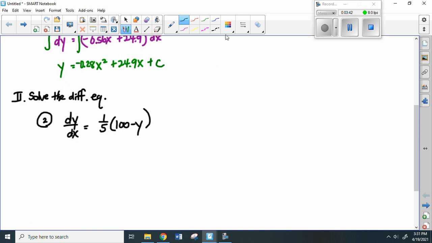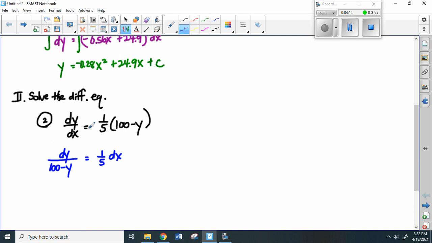All right, so here is where you have to pay close attention, because 100 minus y has the variable y in it. So you need to make sure that when you separate the variables, everything that has a y goes on one side and everything that has an x goes on the other. Now, technically you could move the 1/5 with the 100 minus y, but then you'd have to divide by a fraction, and so might as well leave it where it's at, okay?